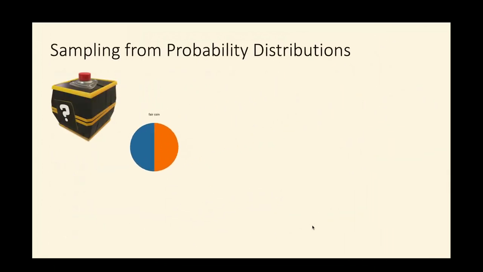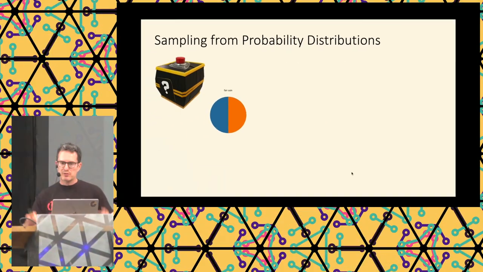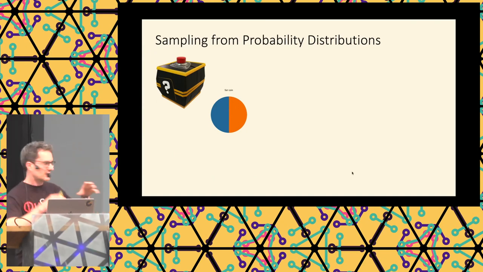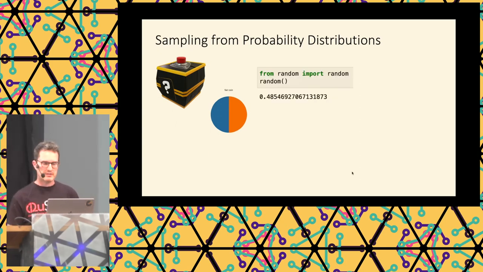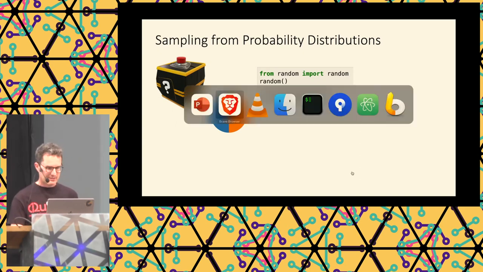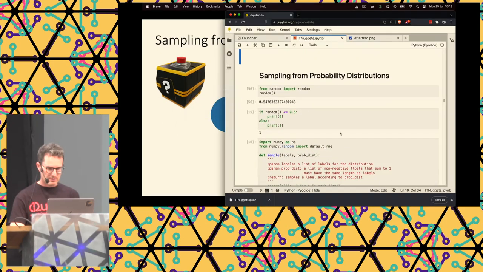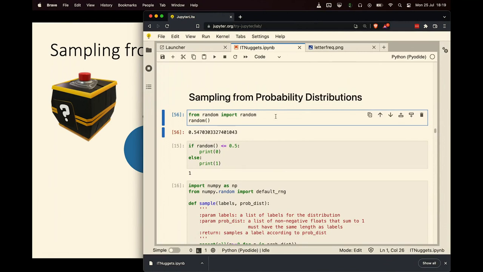All right, final thing before we actually get to the nuggets. We want to sample from a distribution. So we want to have a black box, this thing up there with a red button. Every time we push the button, we want a sample from this distribution. So for instance, from this fair coin, let's try to do that again, actually in the notebook. You're probably more familiar with that than I am.